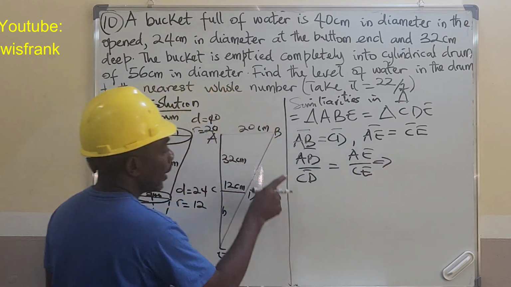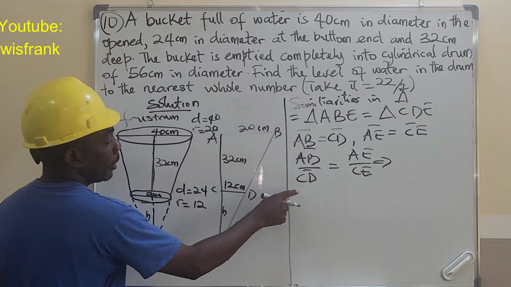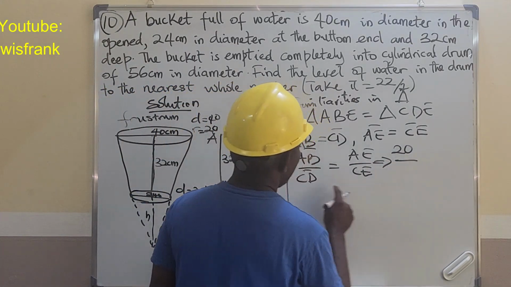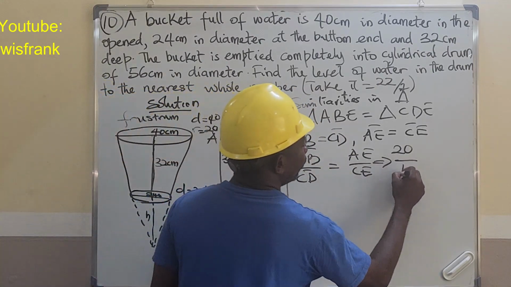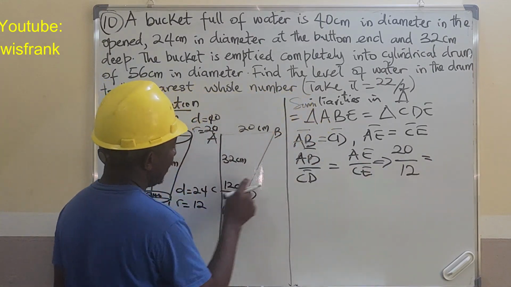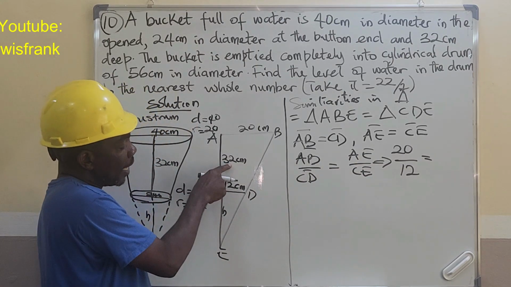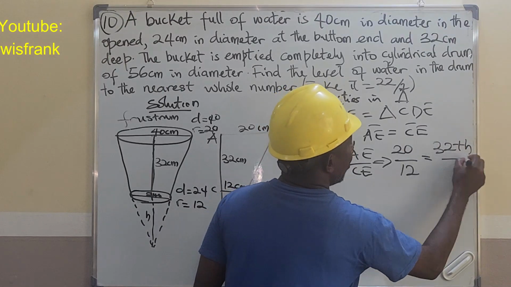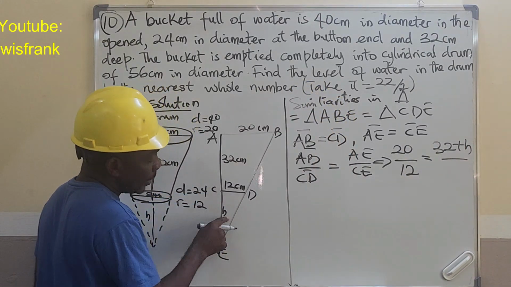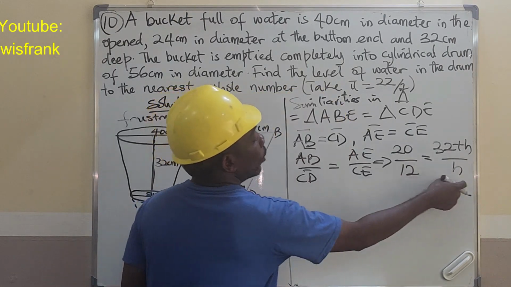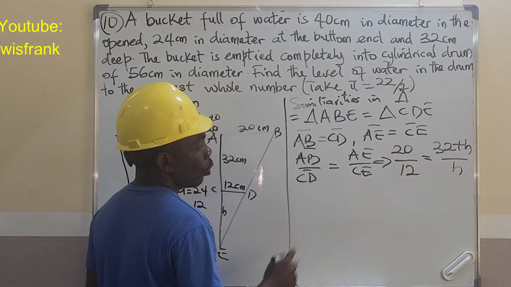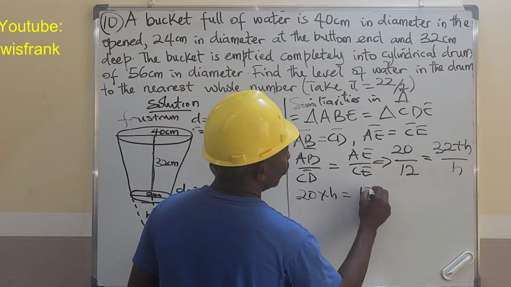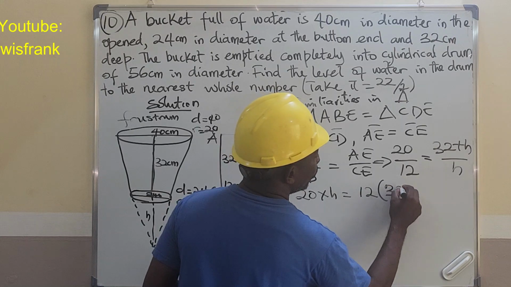This implies that we substitute the values of all these parameters. Our AB is 20 cm, so we have 20 cm all over our CD, which is 12 cm, equals our AE. AE here will be 32 plus H, so we have 32 plus H all over CE. CE is H, so we have H. What we are going to do here is cross multiply. So when we cross multiply, we have 20 times H equals 12 times (32 plus H).